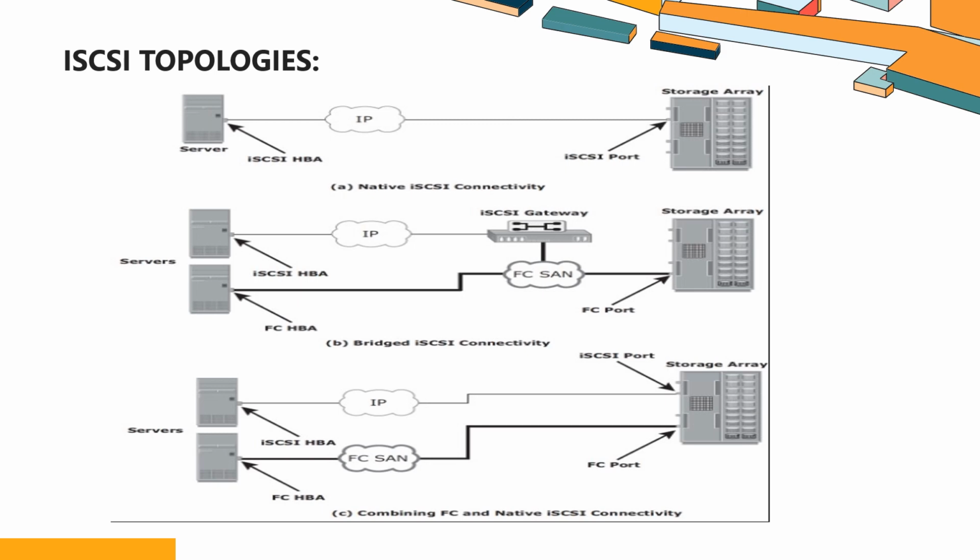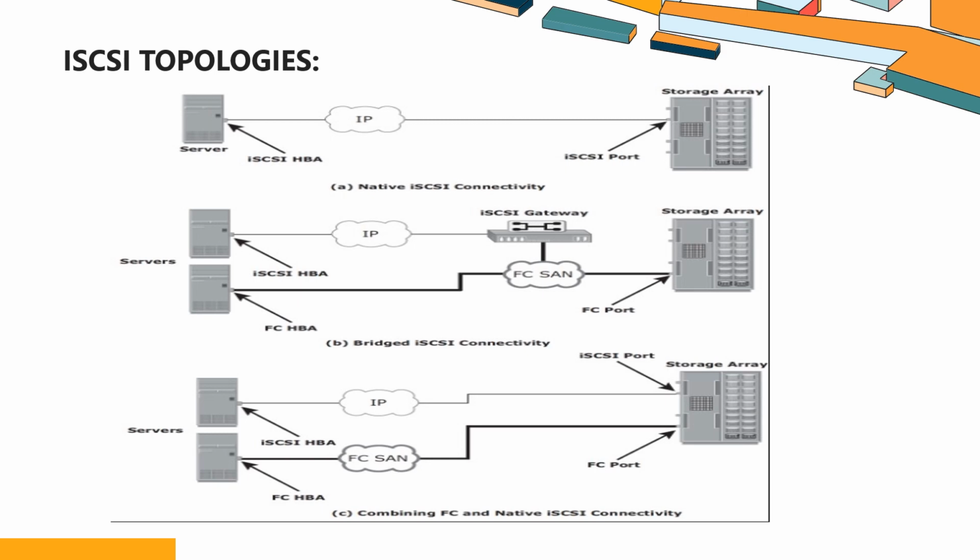The bridge device contains both FC and Ethernet ports to facilitate the communication between FC and IP environment. In a bridged iSCSI implementation, the iSCSI initiator is configured with the gateway's IP address as its target destination. On the other side, the gateway is configured as an FC initiator to the storage array.